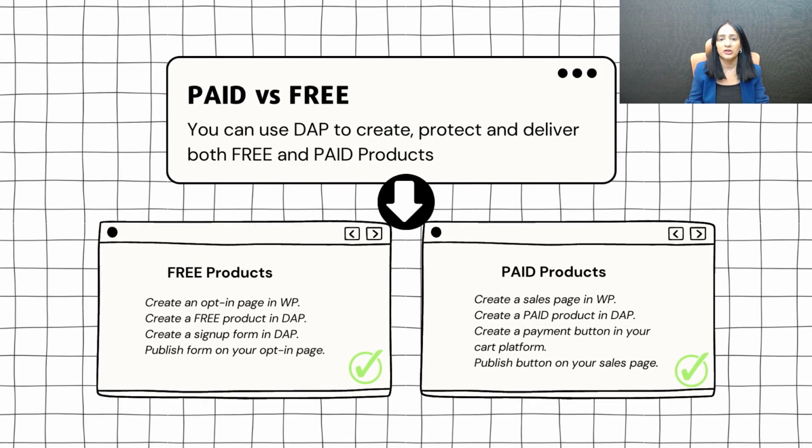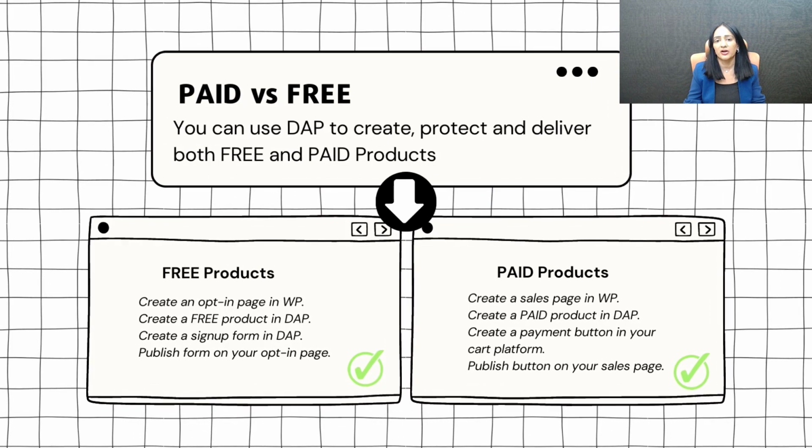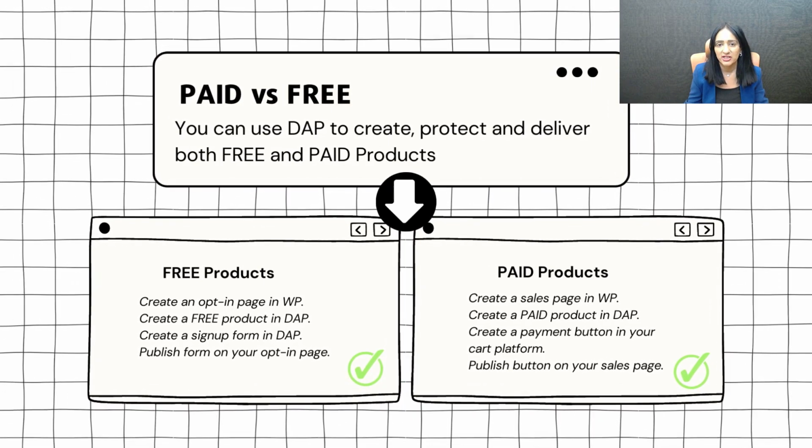With your paid products, right, you need to create a payment button to sell it. With your free products, you need to create a sign-up form so they can register for it.